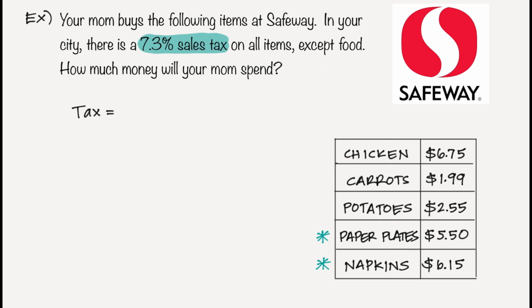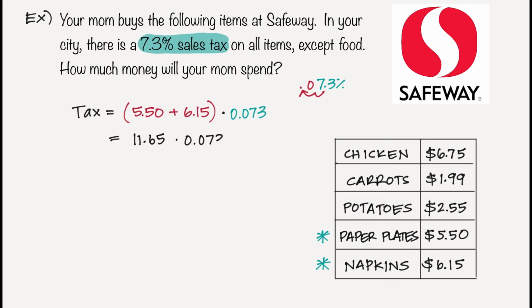So I'm going to add those two items together. So $5.50 plus $6.15. And I'm going to multiply that by the sales tax rate. So again, that's 7.3%. Let's move the decimal point backwards twice. And that is going to be 0.073. Okay, so let's go ahead and combine those prices, which is $11.65.